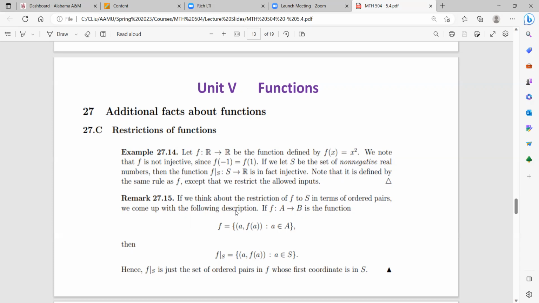We know a function is just ordered pairs. So if the original function from A to B contains all the ordered pairs (a, f(a)) where a is in set A, then the function f restricted to S will be the ordered pairs of the same form for a in S, right?